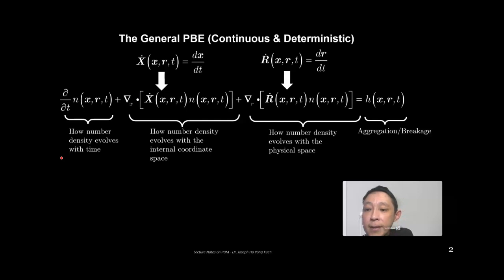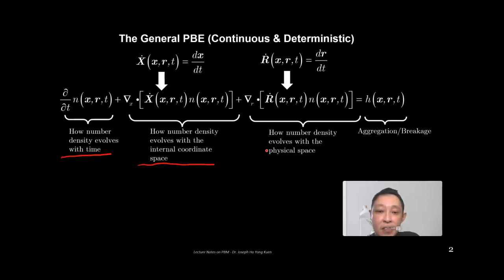So the first term here tells us how the number density function evolves with time. And then the second term here tells us how the number density evolves with the internal coordinate space. This is for the case where your particle, or the quantity that you're trying to model, is actually changing with respect to the internal coordinate with time. For example, if your crystal or your particle can grow or shrink with time, then you would invoke this second term on the left hand side of the population balance equation.